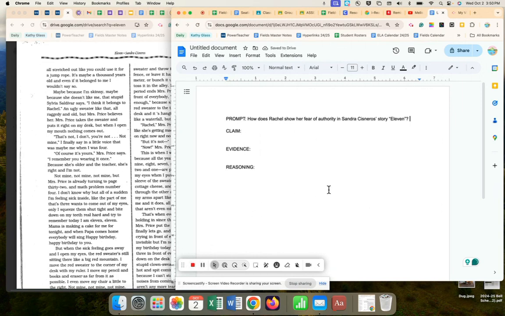The next bit is you're going to put the prompt at the top of your response. If you put the prompt there and you're labeling your paper, you are so much better prepared to do the right thing. Okay, so starting with your claim. Let's not make this more difficult than it needs to be. Your claim is simply changing the prompt into a statement.